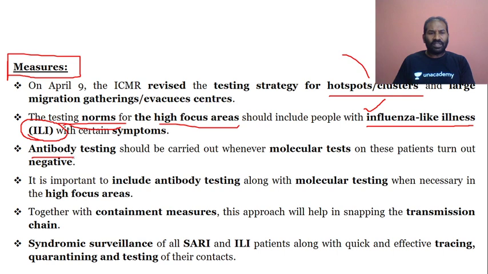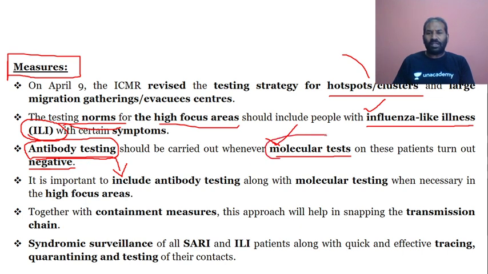And then antibody testing, as I was talking about the plasma therapy, should be carried out whenever the molecular test on these patients turns out negative. Many a time, when they go ahead with the laboratory test, the report comes negative, not positive. But when they go ahead with the antibody testing, the antibody levels have come down. That means they are infected. Please do understand the point.